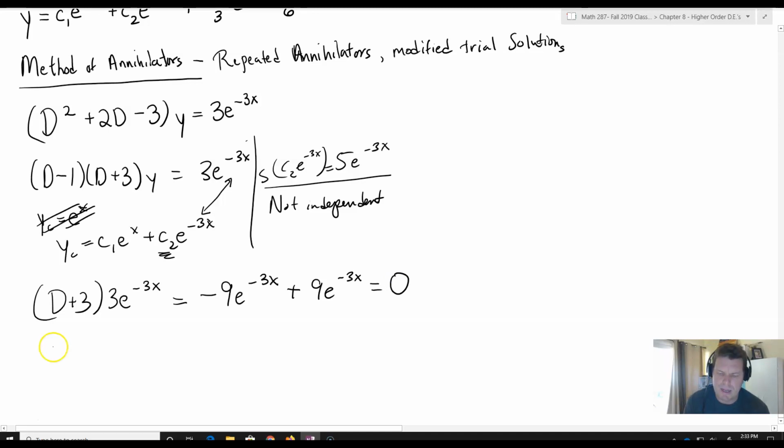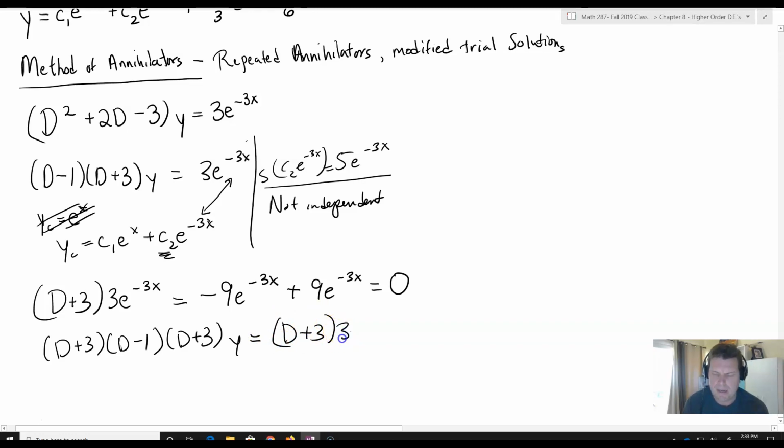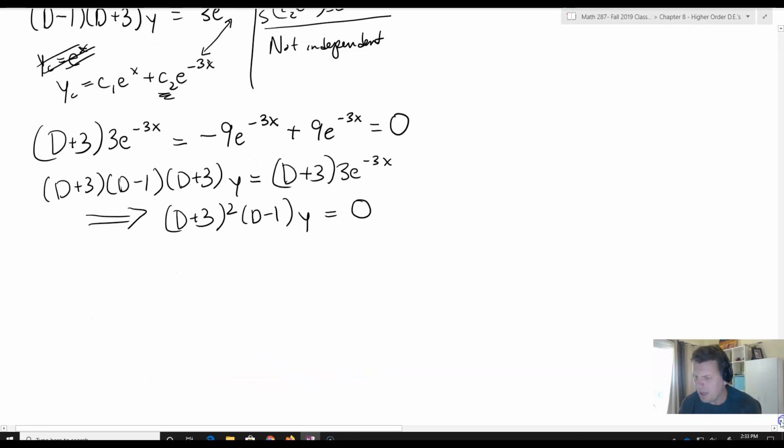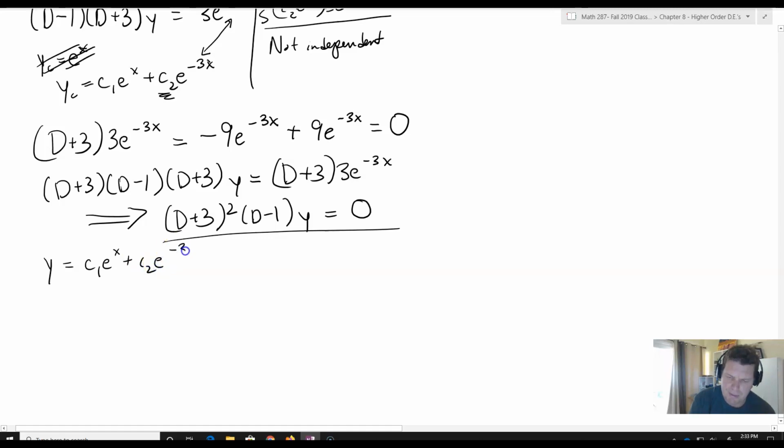Well, that's cool, because basically what that means is that D plus 3 times D minus 1 times D plus 3 applied to y will equal D plus 3 squared times D minus 1 y equals 0, right? So we end up with something homogeneous. Yes? And similar to our complementary part, for this particular differential equation, we'll end up with y equals c1e to the x plus c2e to the negative 3x.